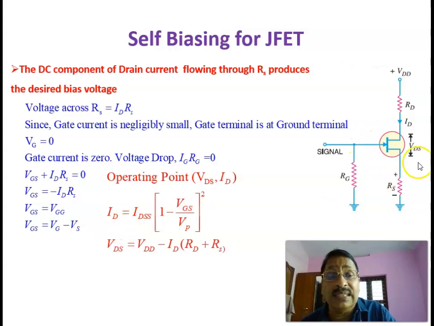Now once you get VGS, you can calculate ID as per this equation, ID equal to IDSS into 1 minus VGS divided by VP whole square. This is the Shockley's equation. Once you get VGS, you can calculate what is ID from this equation.